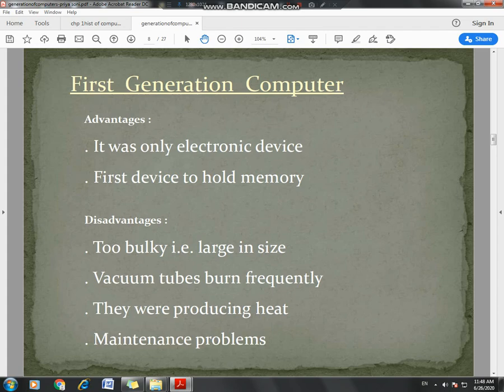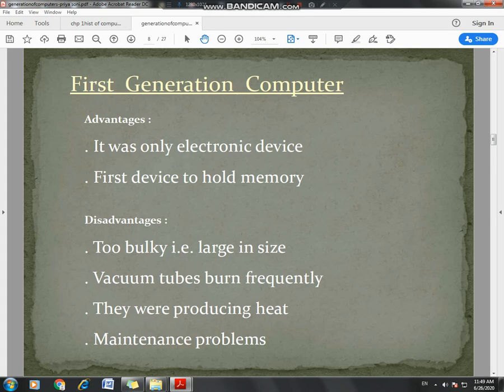Okay, now here are some advantages and disadvantages of the first generation of computer. It was the only electronic device. Obviously, that is a huge advantage, because at that time we didn't have any such devices. Now if you see something like that, so big, so huge, you are going to say that machine is useless.